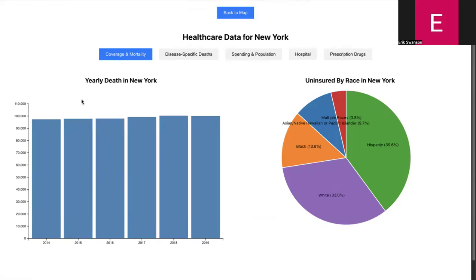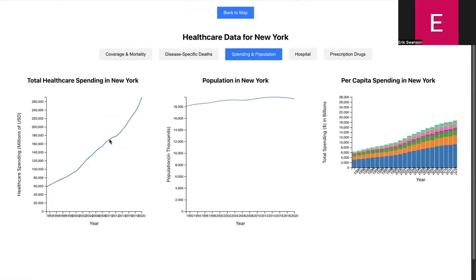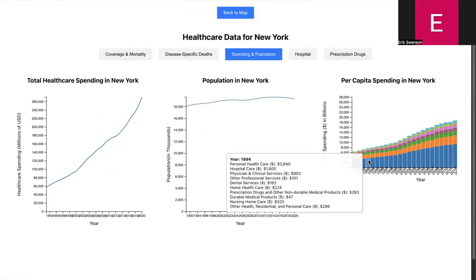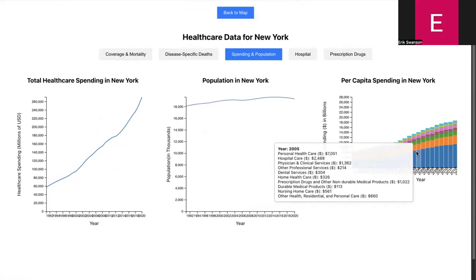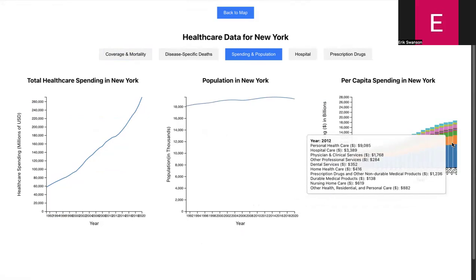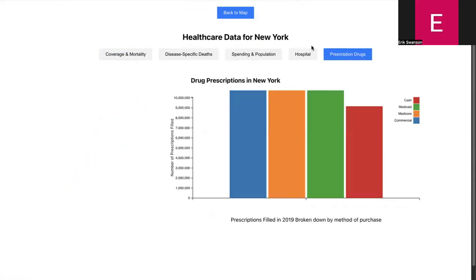If you look in New York, you can see that the number of deaths are stabilized and a very high population of Hispanics are uninsured. This makes sense when you think about New York City and the high amount of Hispanics that are living on welfare in the state. You can see spending is in the billions. You can see population has increased, and you can see a massive increase in expenditure of hospital care over the last 20 years. One of the interesting topics is how much cash is spent on drugs compared to Medicaid, commercial, and other ways.